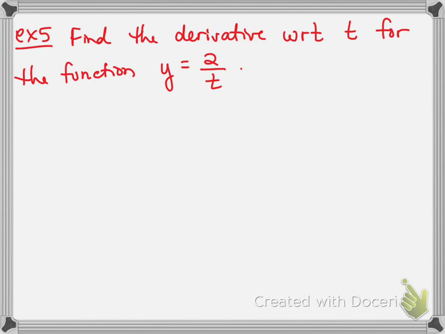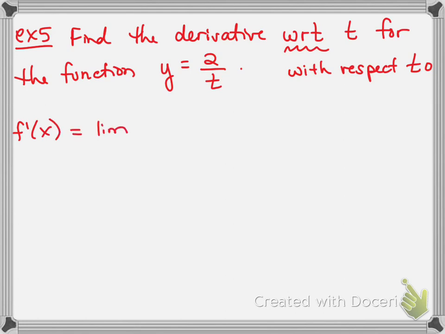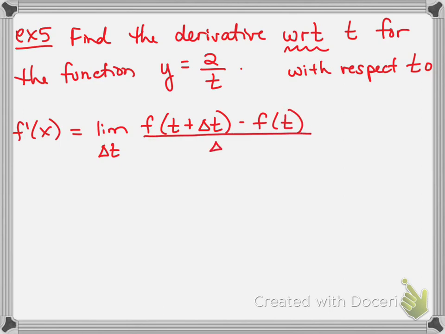Okay, example 5, we're going to find the derivative with respect to t for the function y equals 2 over t. Remember this WRT from symmetry and even and odd things? We wrote this down. That meant with respect to. Okay, so we want to find the derivative by the limit process. If we're dealing with t, then all of my x's are now t's, so it's the limit of f of t plus delta t minus f of t all over delta t.